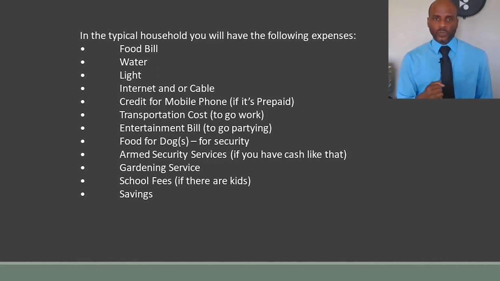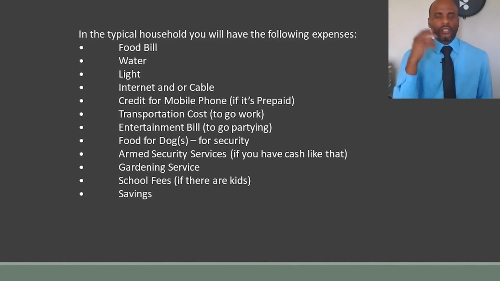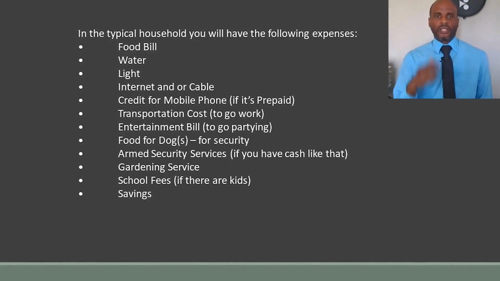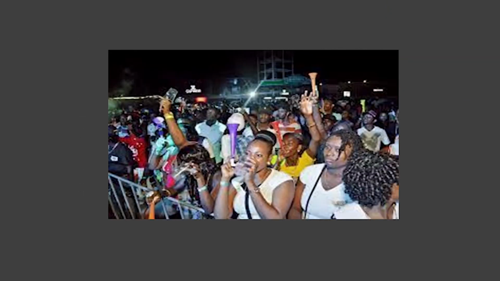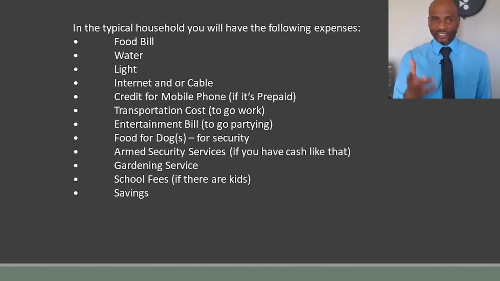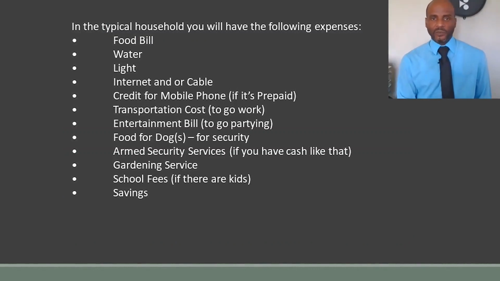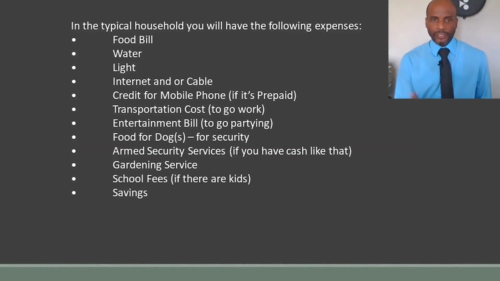Children need to go to school if they are school-going age kids, transportation costs, entertainment bill, right? To go partying and stuff, if you go to parties, right? Food for the dog, right? If you have a dog and say you take care of animals like that, you're a dog lover, so you have a dog or two as security in the yard.